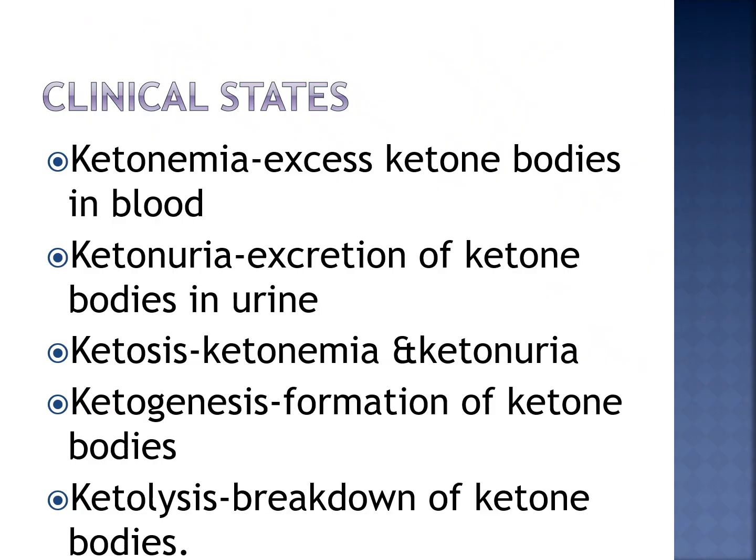These are the clinical states of ketone bodies: ketonemia, ketonuria, ketosis, ketogenesis, ketolysis. Ketonemia is excess of ketone bodies in blood. Ketonuria is excretion of ketone bodies in urine. Ketosis: both ketonemia and ketonuria conditions are called ketosis. Ketogenesis is the formation of ketone bodies. Ketolysis is the breakdown of ketone bodies.